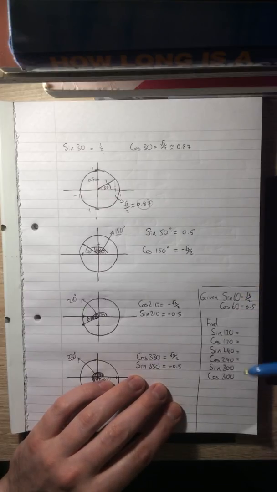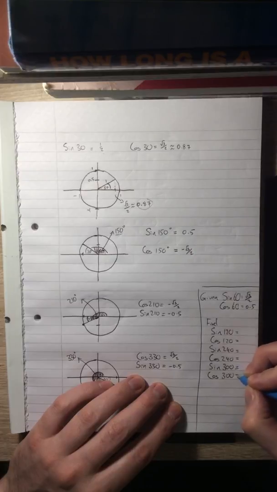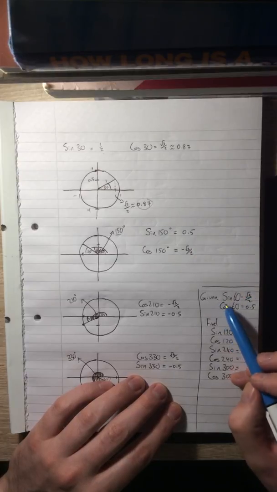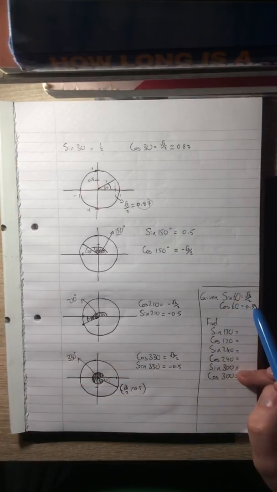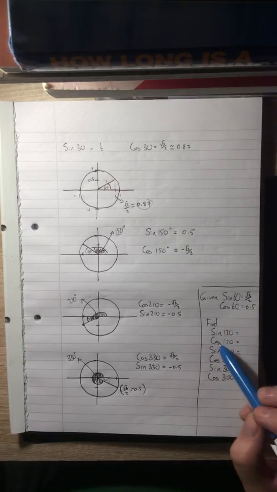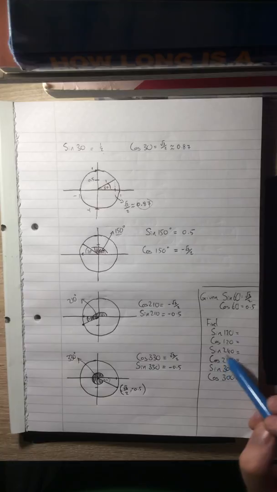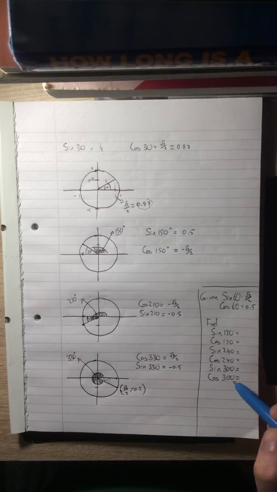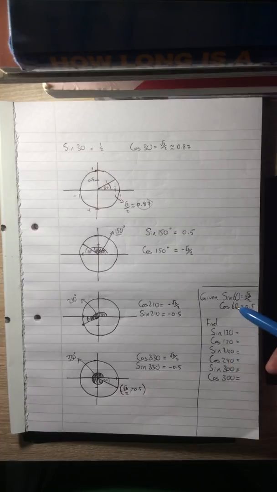You can check all of these answers with your calculator, but when you're finished, just try, given that sine of 60 is root 3 over 2 and cos of 60 is 0.5, can you find the sine of 120, cos of 120, sine of 240, cos of 240, sine of 300, cos of 300. And obviously all of these angles have 60 as a reference angle. So give that a go.